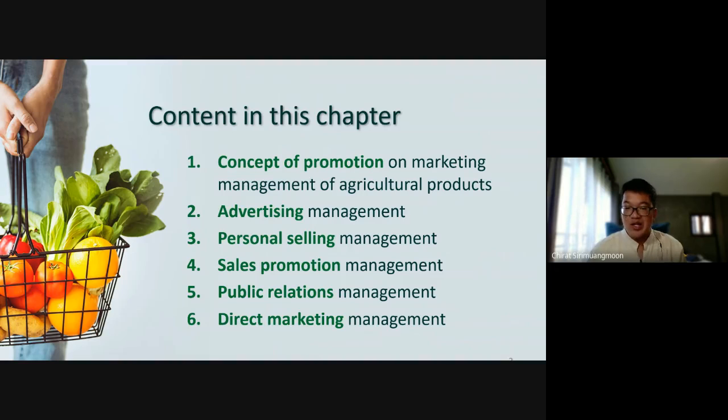We need to include five things here, or five tools of promotion. The first one is advertising. The second one is personal selling, like the person who sells the product. Then sales promotion, public relations, and the last one, direct marketing. All five tools will be included in this chapter, and I'm going to teach you one by one.